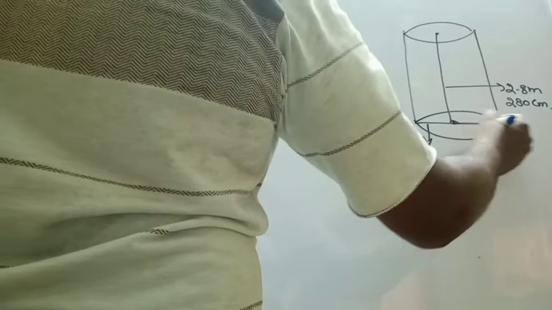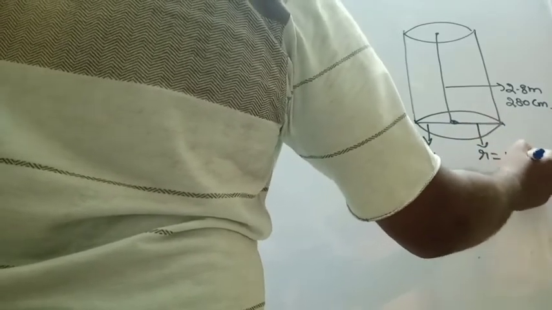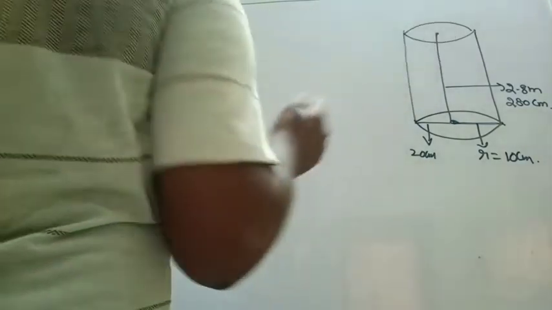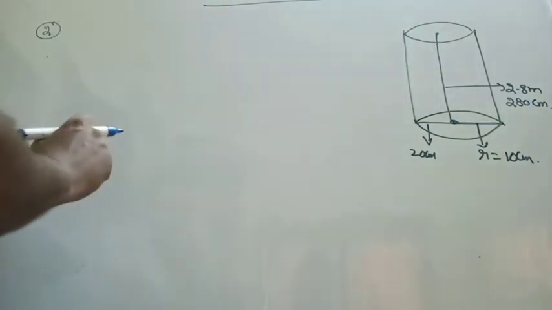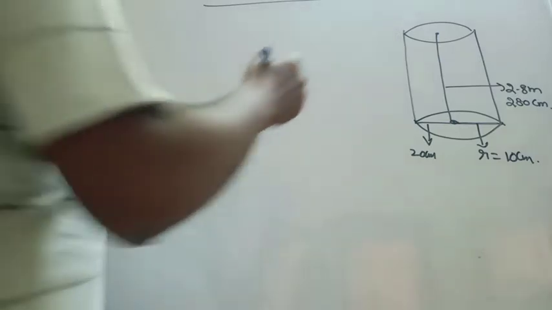That means the radius is 10 centimeters. Right? We have now got the radius and height of the cylinder. And a cone of 42 centimeter height is surmounting it. A cone of 42 centimeters.